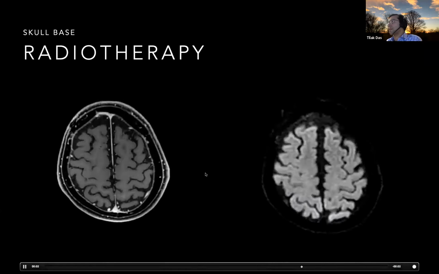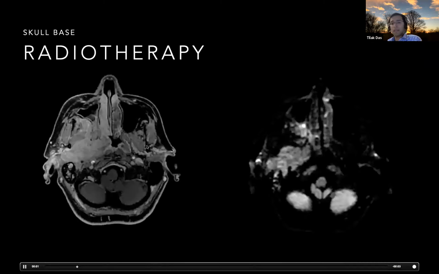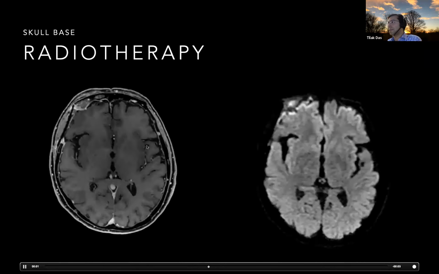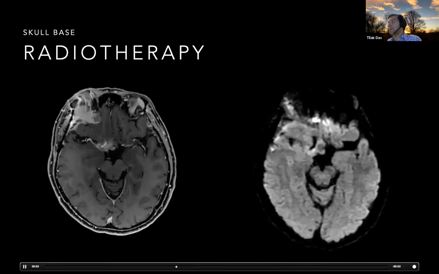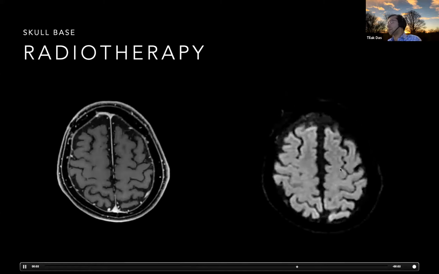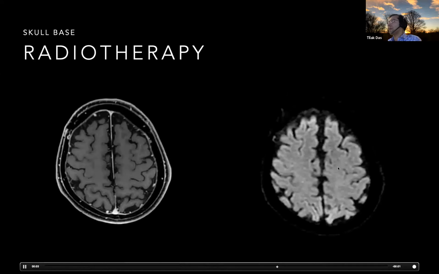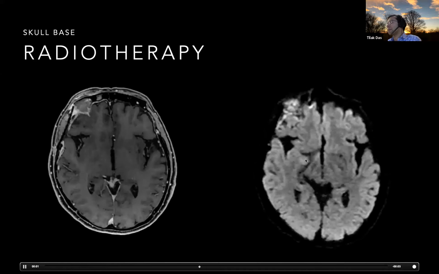So we'll just let this loop through a few times. What you'll notice, hopefully you can see this and it's not too fast for streaming, is that on the T1 you can see the enhancing tumor, but it's quite hard to know where it is, for example, in the muscles below the skull base. But if you look at the DWI, it's actually quite well outlined.